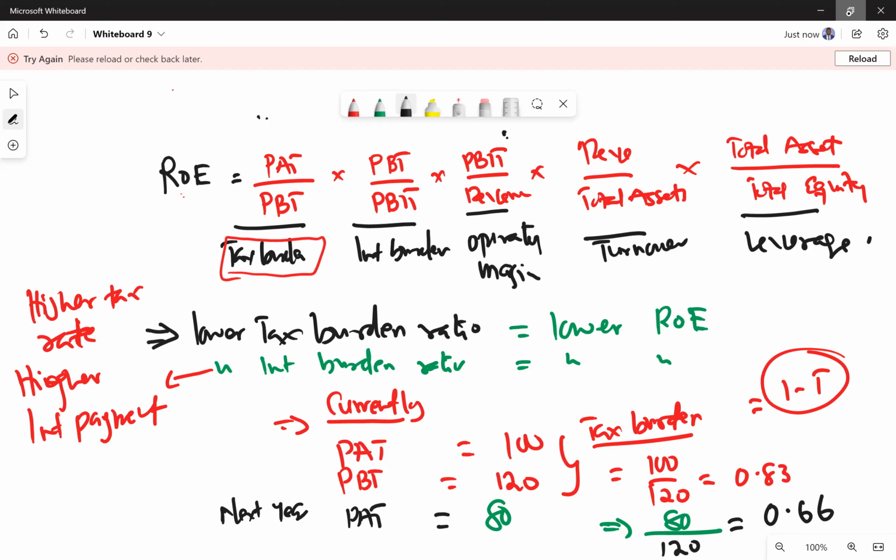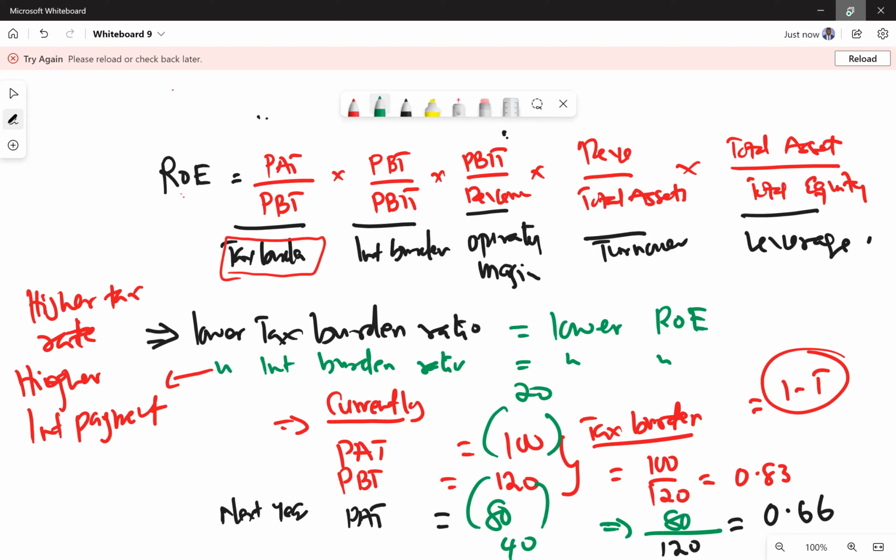The only reason why your profit after tax will reduce from 100 to 80 when your profit before tax is 120 is because you have paid $40 as tax. So here your tax is 40. Here your tax was 20. Is that okay? So a higher tax will lead to a lower tax burden, which reduces the return on equity.